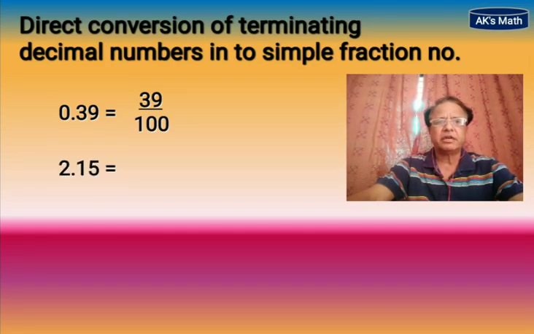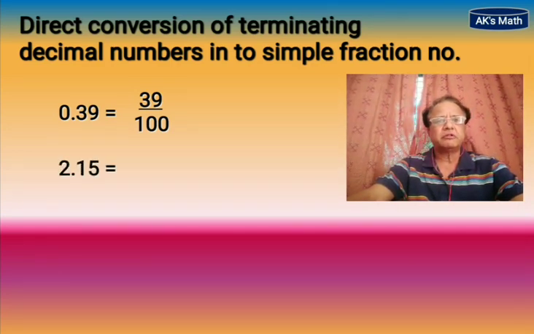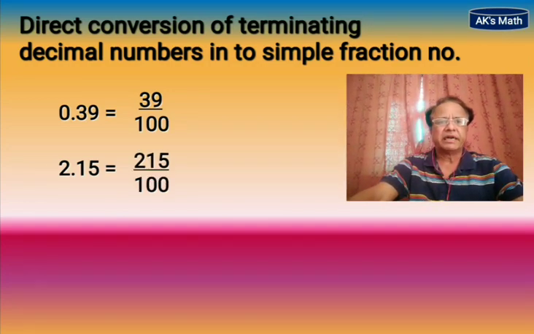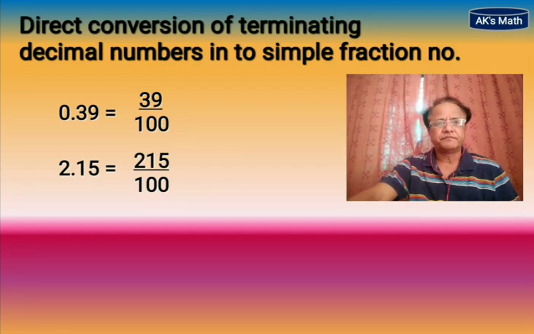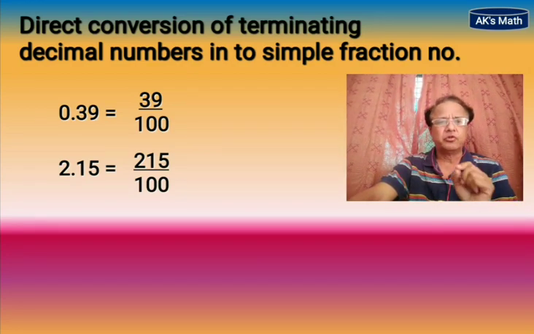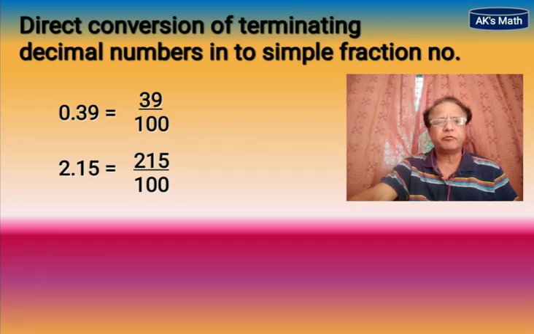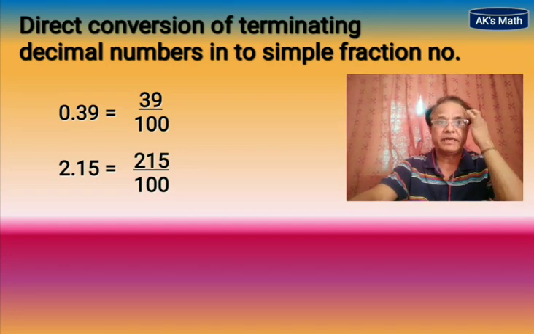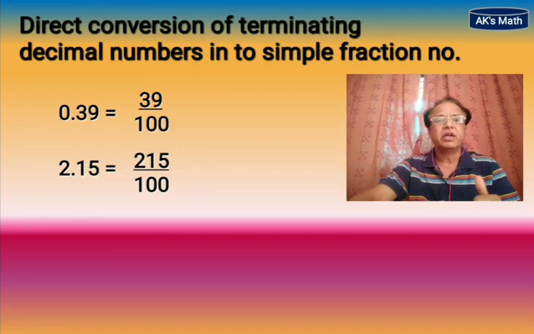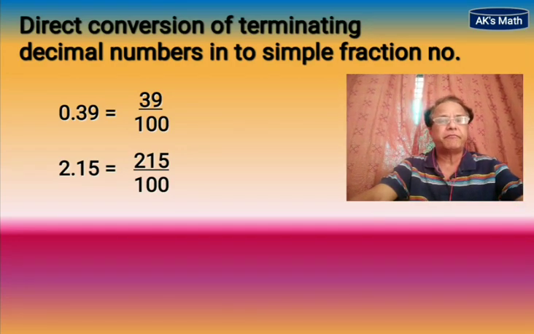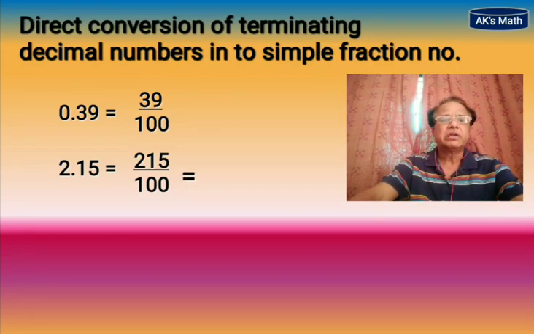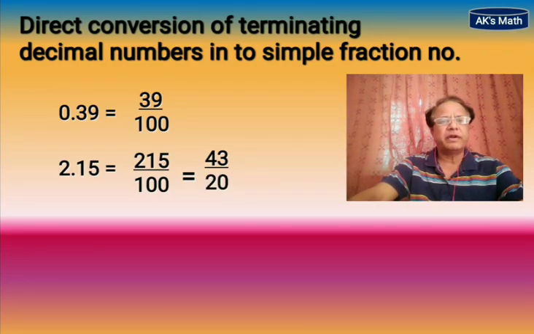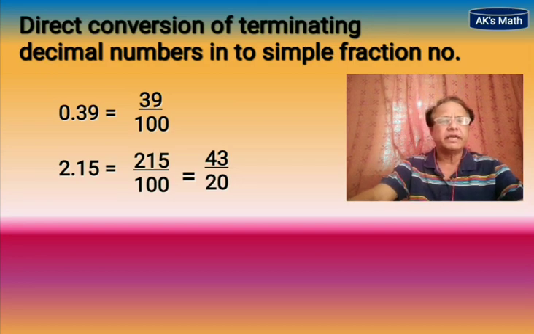Look at one more example, 2.15. Now 2.15 is also a terminating decimal fraction number. So we can write it as 215 by 100. Two zeros are there in the denominator, meaning two digits are there after the decimal. Therefore, we put two zeros in the denominator. It becomes 215 divided by 100. Now these two numbers are divisible by 5. If we divide by 5, we get 43 by 20. So we can write 2.15 equals 43 by 20.